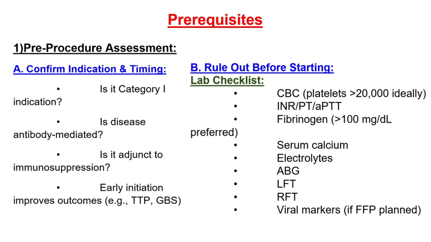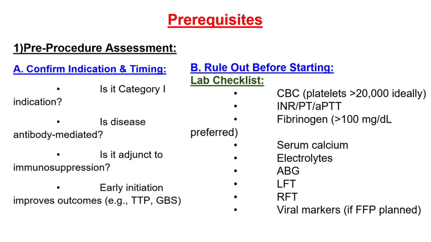So prerequisites before starting a plasma exchange will be to confirm the indication and the timing. Is it a category 1 based indication? Is the disease antibody mediated? Is it adjunct to an immunosuppression? Early initiation improves outcomes. Example, TTP and GBS.